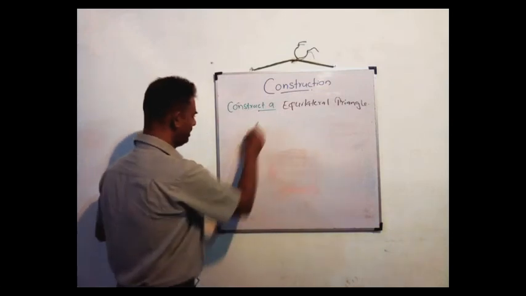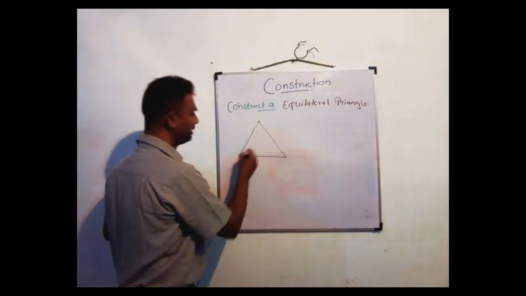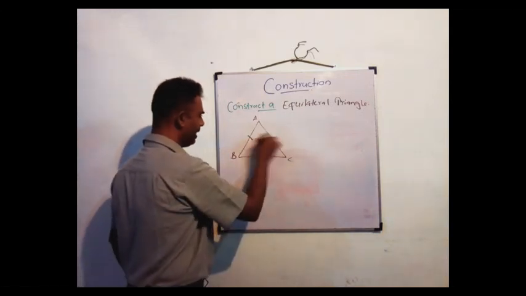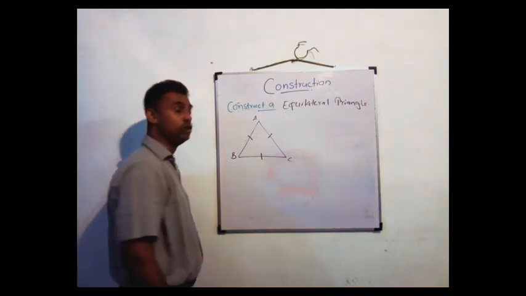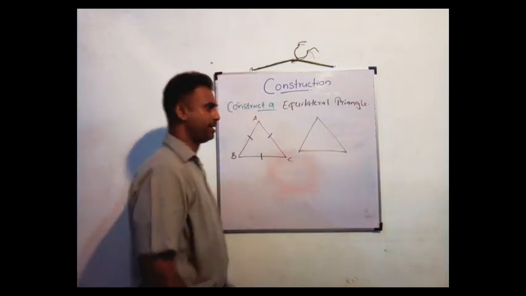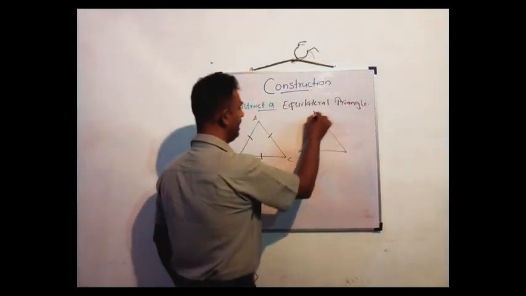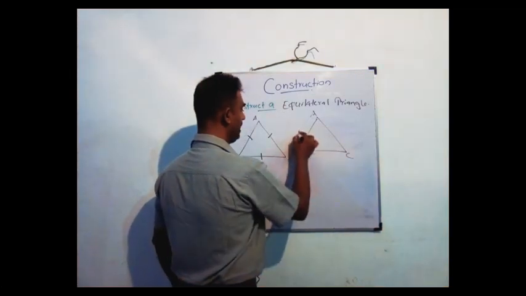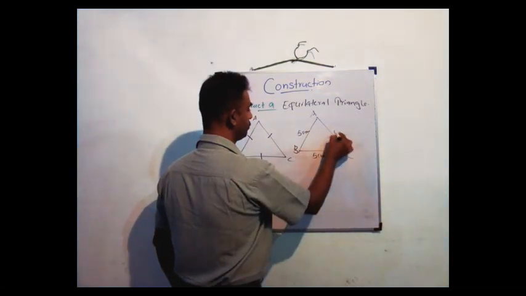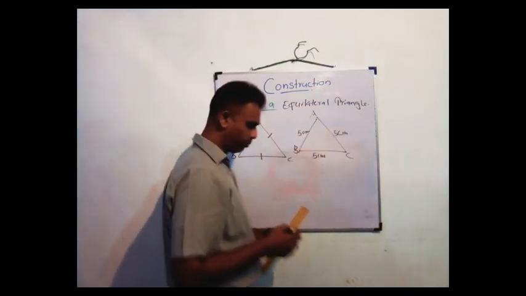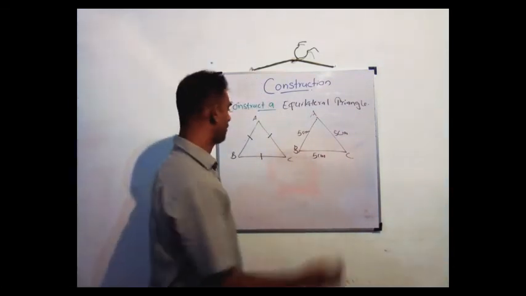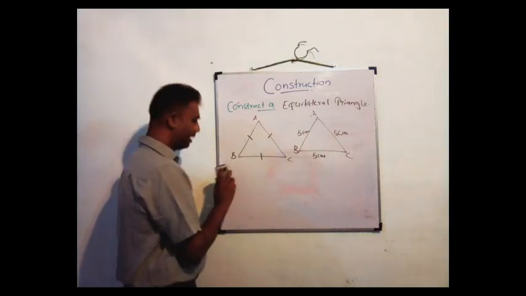According to the definition, a triangle like this, A, B, C, is an equilateral triangle. The sides A, B, C are equal to each other. And draw another one with the measurements. Triangle A, B, C: AB 5 centimeters, BC 5 centimeters, AC also 5 centimeters. These types of triangles we call equilateral triangles. Right.